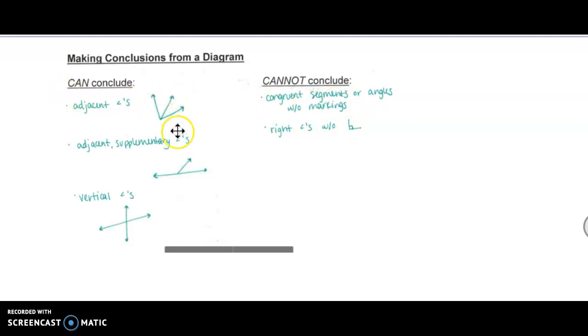You can conclude adjacent angles. That doesn't mean that they're congruent, but you can obviously assume that they're next to each other. You can assume adjacent supplementary angles. If they make a straight angle, you know that it's going to add to 180. And you can assume and conclude vertical angles are congruent. So those are the things you can conclude and what you cannot.